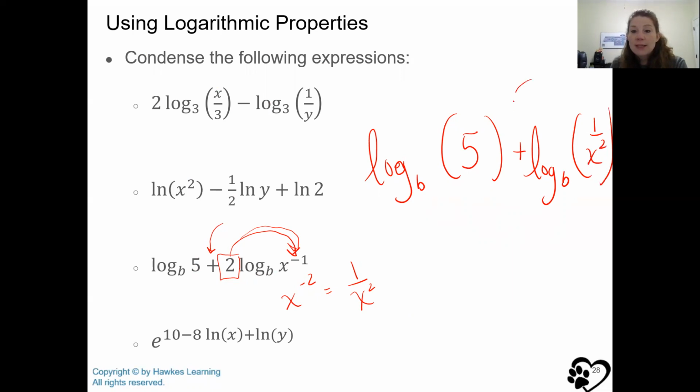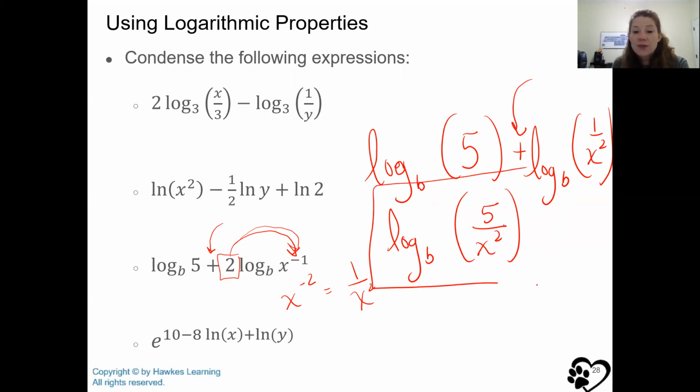And now that means actually we're going to multiply. So we're going to write log base b, 5 times 1 is 5 over x squared. And now there's nothing else for us to do. And that is the final answer. Okie dokie.